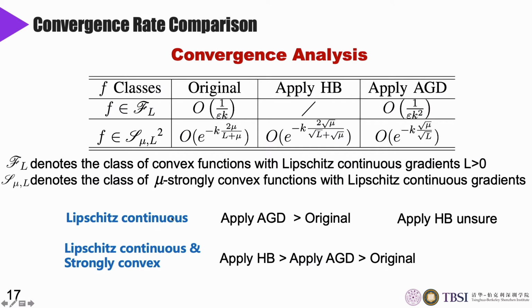And if the function obtained by reverse engineering belongs to this class, Lipschitz continuous and strongly convex, then when applying HB methods, the convergence rate is better than the original one or than applying HD.